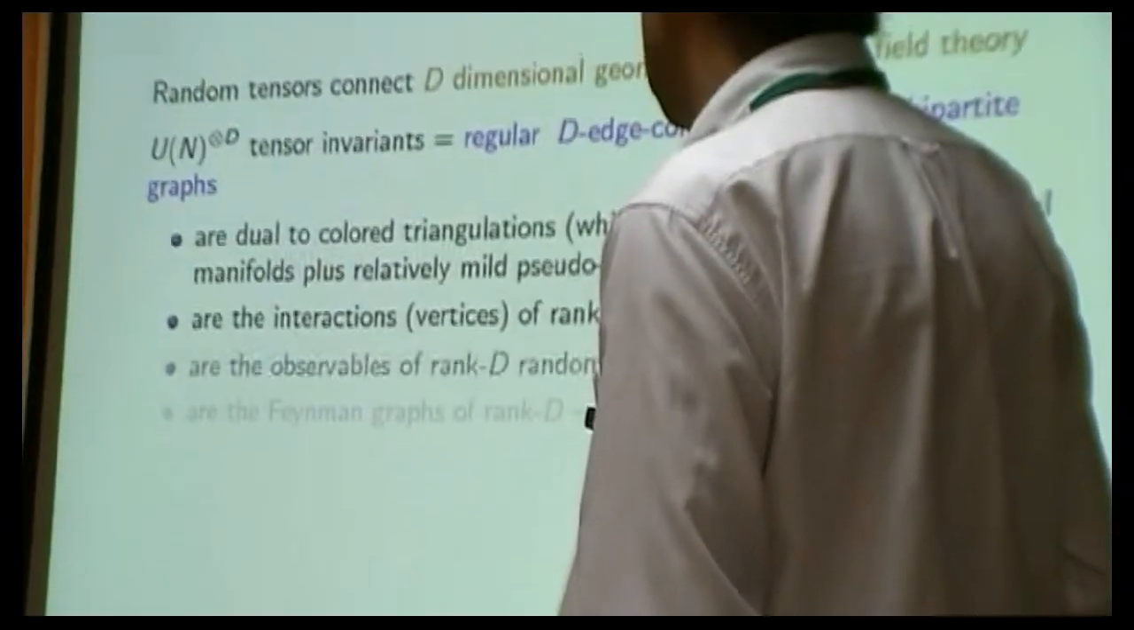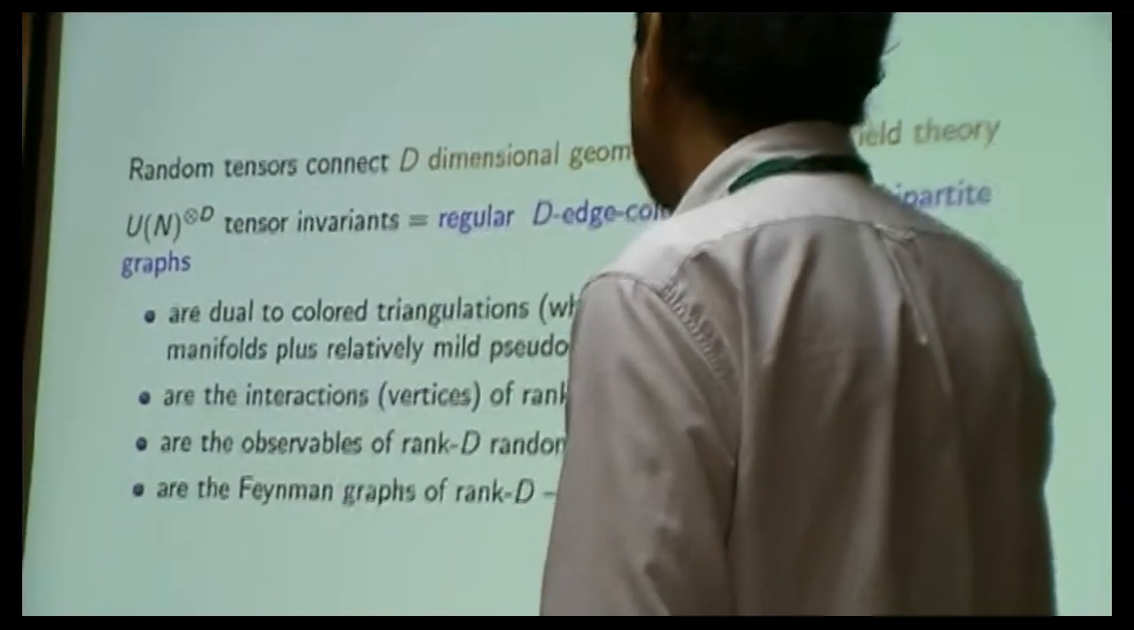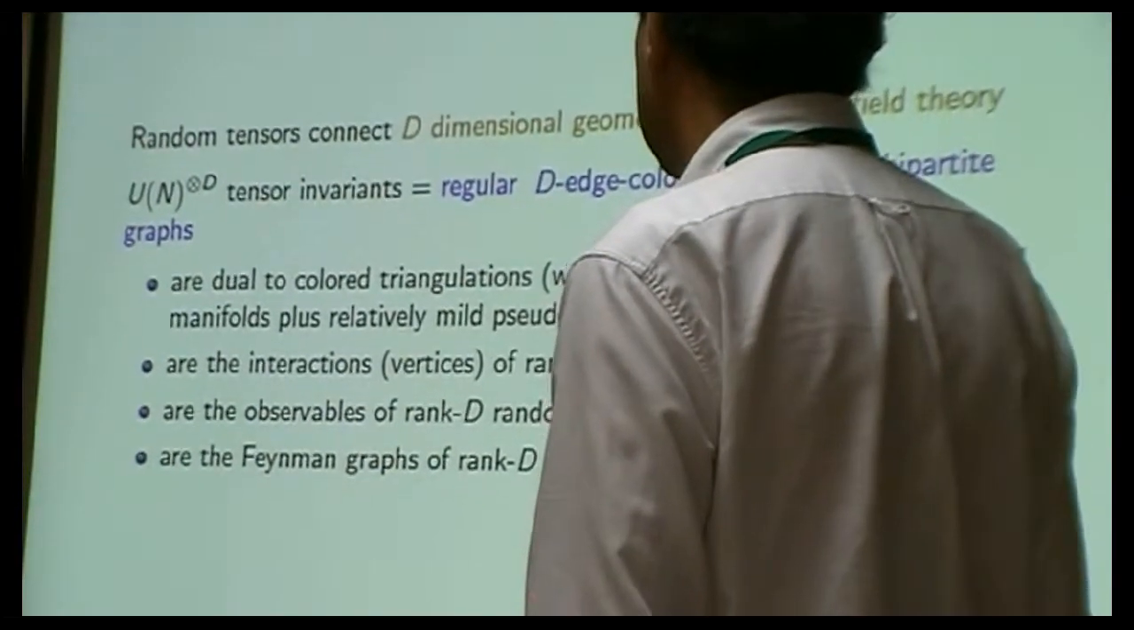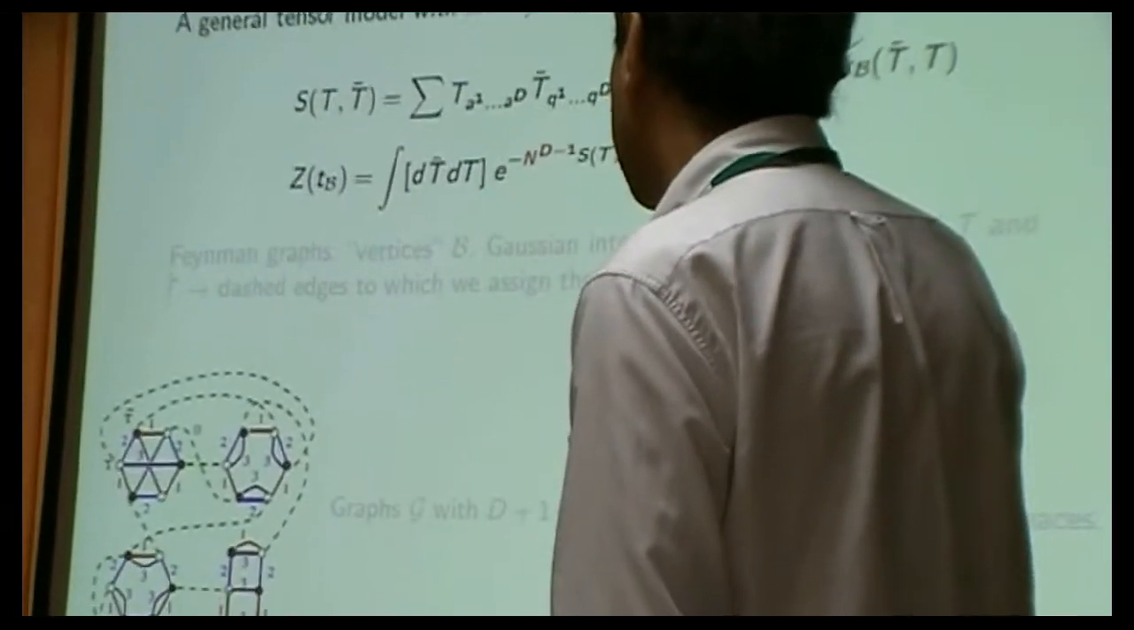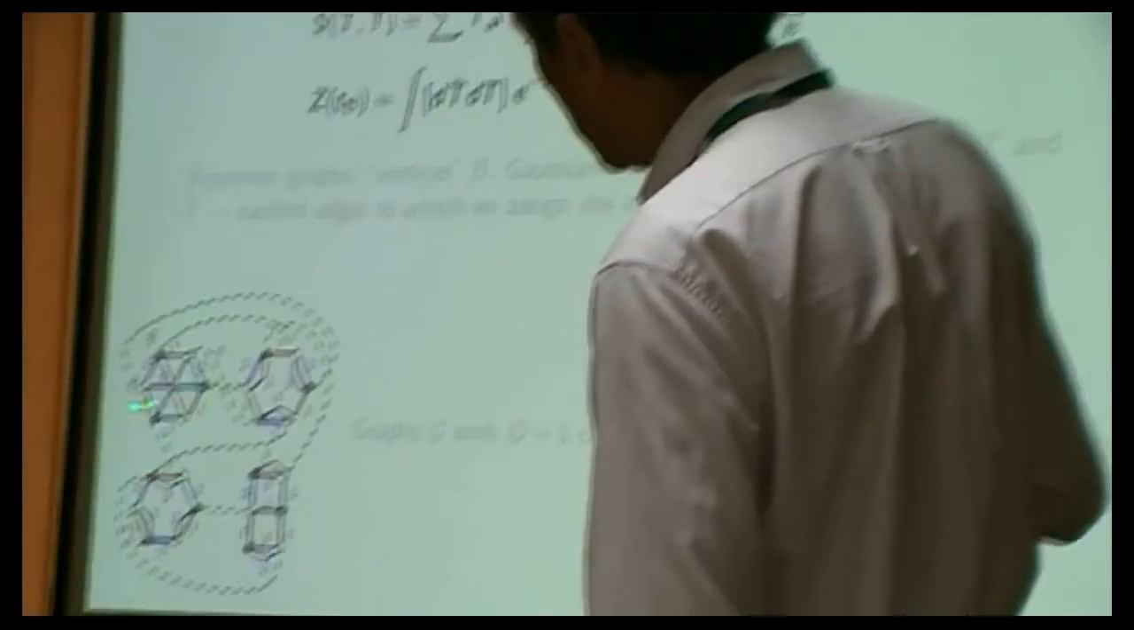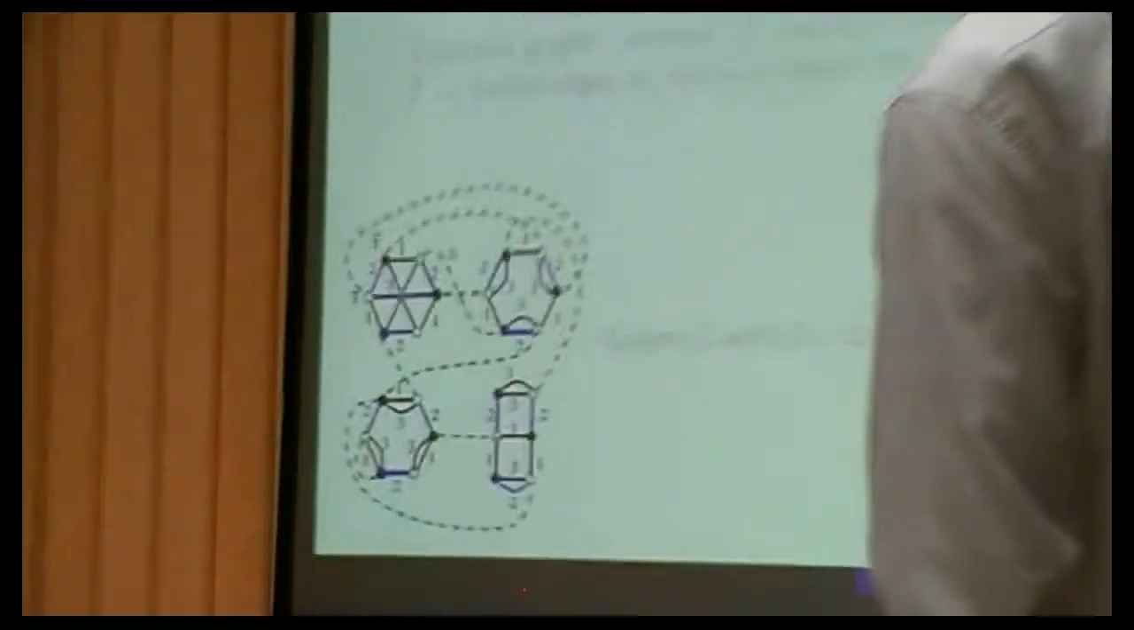So this was to talk about these regular colored bipartite graphs. This was to show them. This I have no time to explain. It's just to show what the Feynman graphs of this theory are. These are the vertices you had before, and these are the Feynman graphs of this theory.